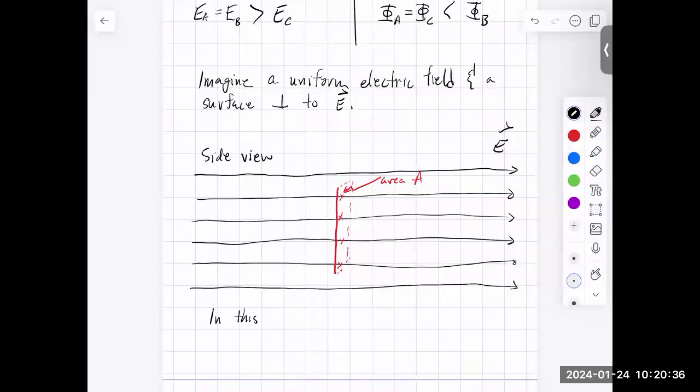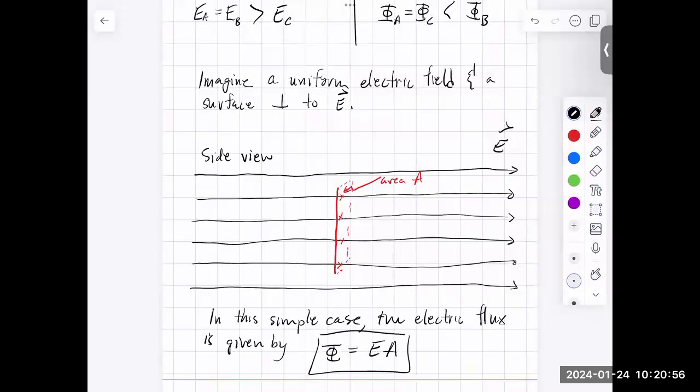So in this simple case, the electric flux is given by phi is just E times A, and that's it.